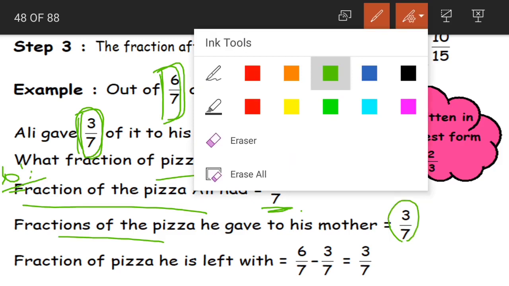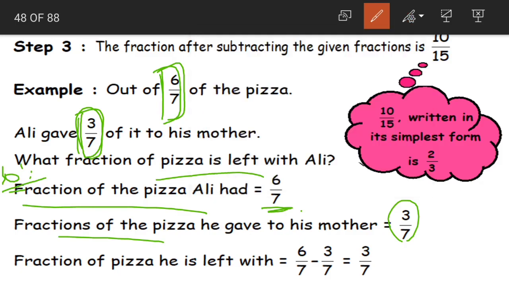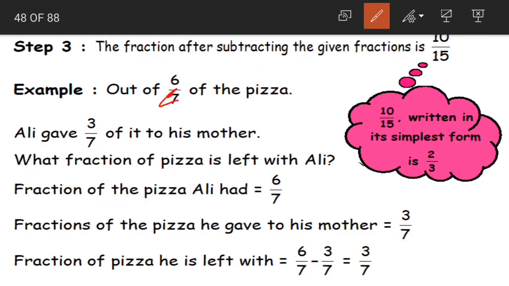We'll subtract. Yes, children. Again, if you are unable to or if you are confused about what to do, you can just simply replace the fractions by normal whole numbers. Out of 6 slices, Ali gave 3 to his mother. Understood? Out of 6, Ali gave 3 to his mother. Now what is left with Ali? What will you do? You will subtract these two. In the same way, we have to subtract these two like fractions.